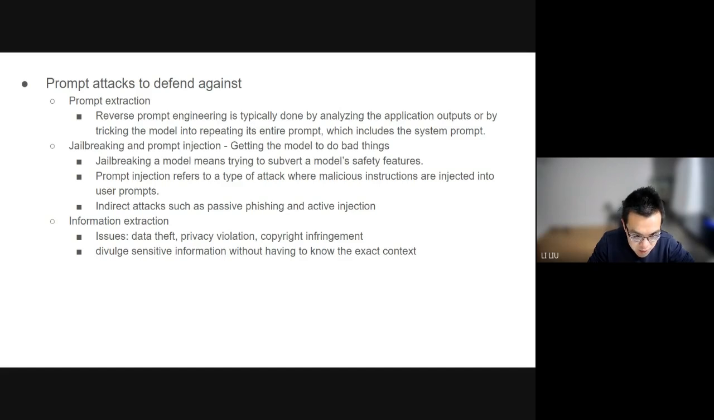And the second one, prompt injection, is essentially about getting the model to do bad things. For example, passive phishing and active injection. Similar to the software engineering example, where a user put "delete the database" in their name, and somehow the school's database got deleted. It's the same idea with a prompt that says something like "delete my database." This sounds very silly, but it actually happened.